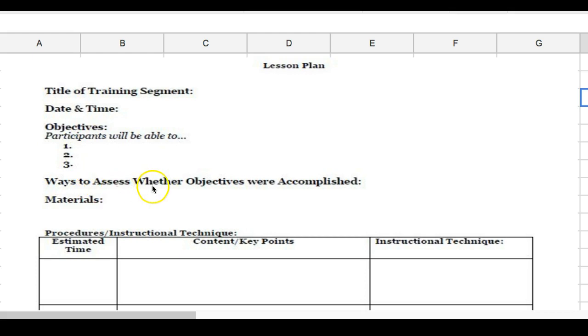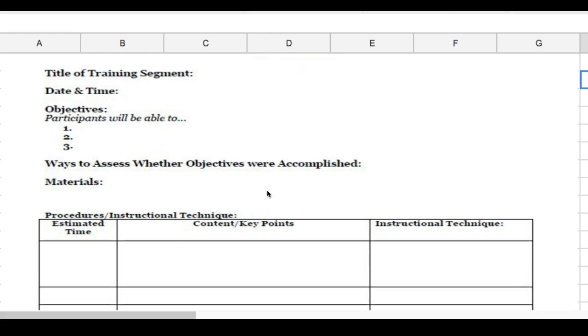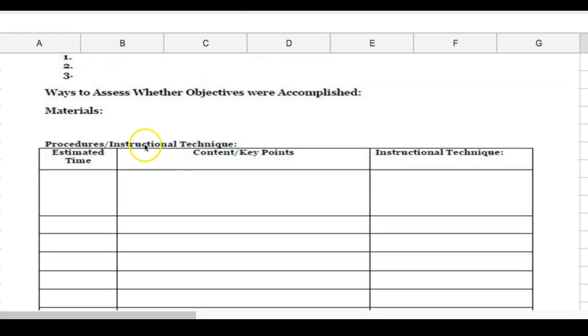And it also asks you to outline how you're going to assess this. That's a really critical piece. Often facilitators will tell me that was a great session, and then when I ask to see their evaluation plan, there is none. You have to have an evaluation plan. You have to have a way of knowing whether people have achieved the results that you set out.